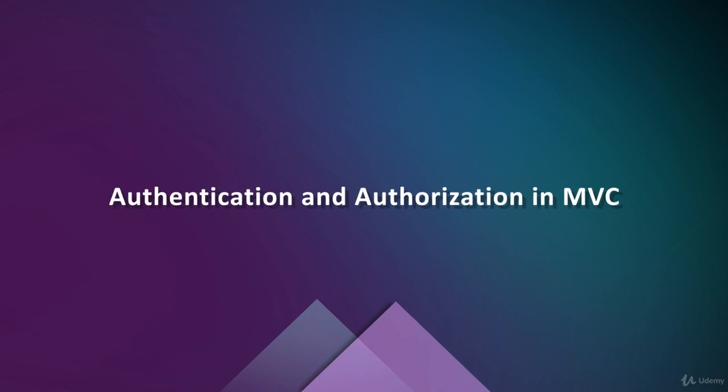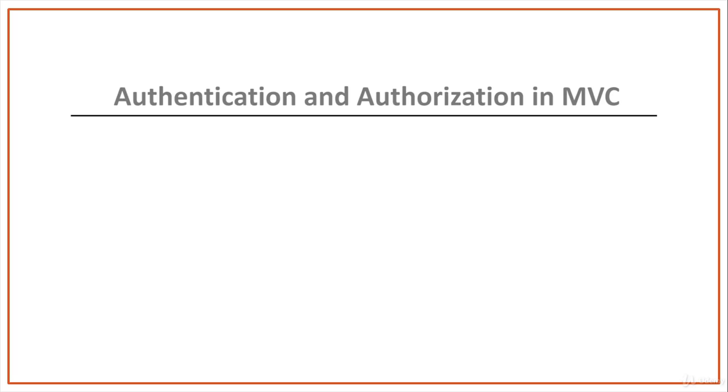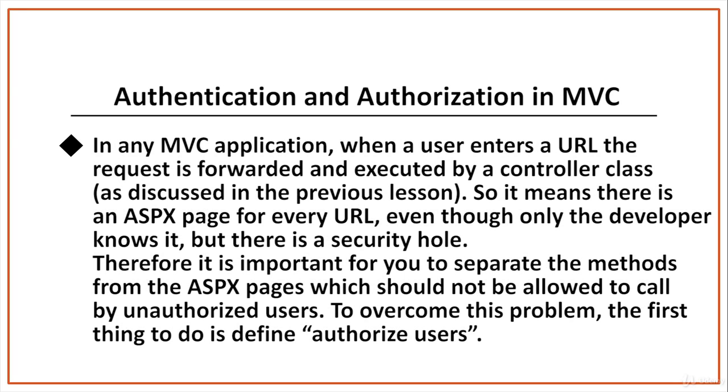Authentication and authorization in MVC. Like any other web application, MVC also allows you to implement both authentication and authorization. There is an attribute called the Authorize attribute, which allows you to restrict user access to MVC applications. In any MVC application, when a user enters a URL, the request is forwarded and executed by a controller class, as discussed in the previous lesson.